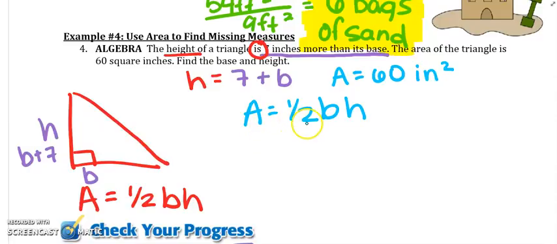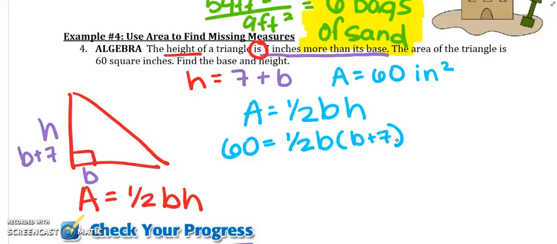So area equals 1/2 base times height. The area given in the problem is 60. Base, if you look over here, we don't have anything for it, so it's b. Height, we know, is b plus 7 or 7 plus b. It doesn't really matter which one. I'm going to go b plus 7. We normally go with variables first.